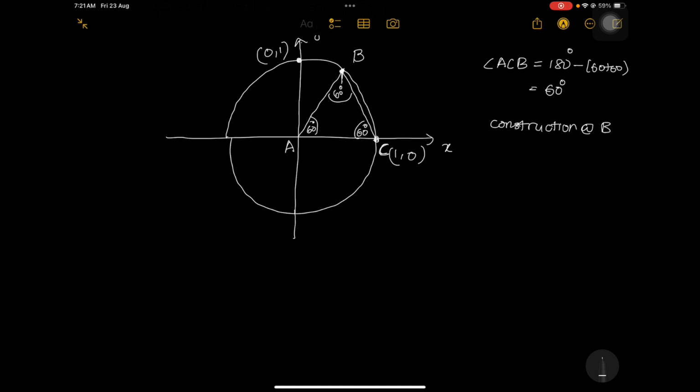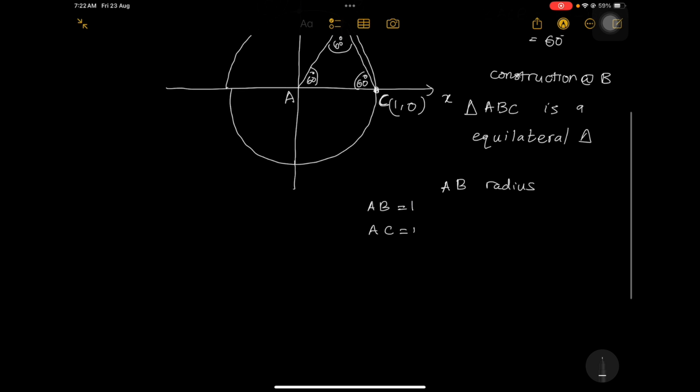So actually, as per the construction, triangle ABC is an equilateral triangle, right? For the equilateral triangle, all the inner angles are equal, and each side of the equilateral triangle is the same length. So here we know AB is radius, so AB is going to be 1. So AC is also going to be 1.